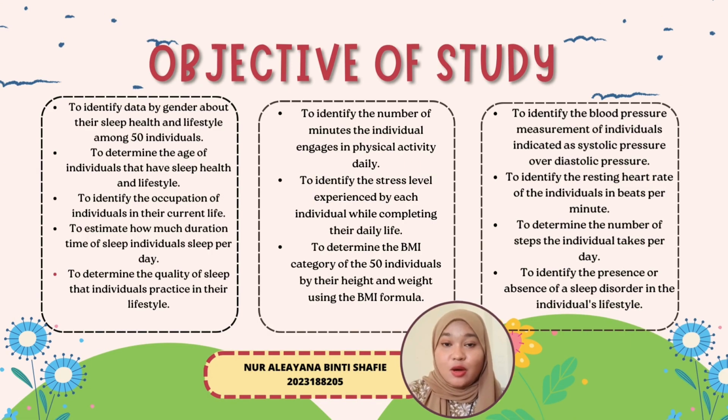Now we look at the objective of our study. The objective is like the variable that we want to study for this assignment. As you can see here, we want to study the gender, age, and occupation. We also want to study the duration of sleep, the quality of their sleep, the number of minutes they are engaged in physical activities, and their stress level score. Moreover, we also study the BMI category, their blood pressure status, resting heart rate, and the number of steps they take daily.